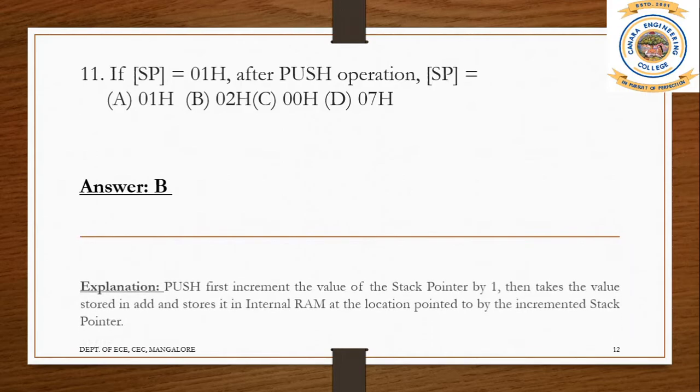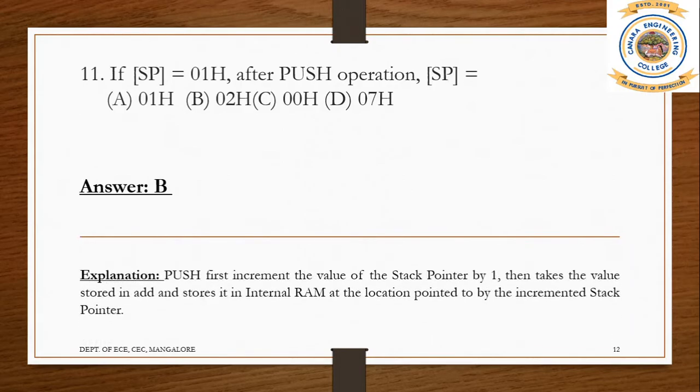The reason is, a push operation will first increment the value of the stack pointer by 1. So 01H is incremented by 1, and the stack pointer now becomes 02H. So that is the question, but I have given you additional information here. Whenever a push operation is executed, the stack pointer will be incremented by 1. So 01H will become 02H. That is your answer here.